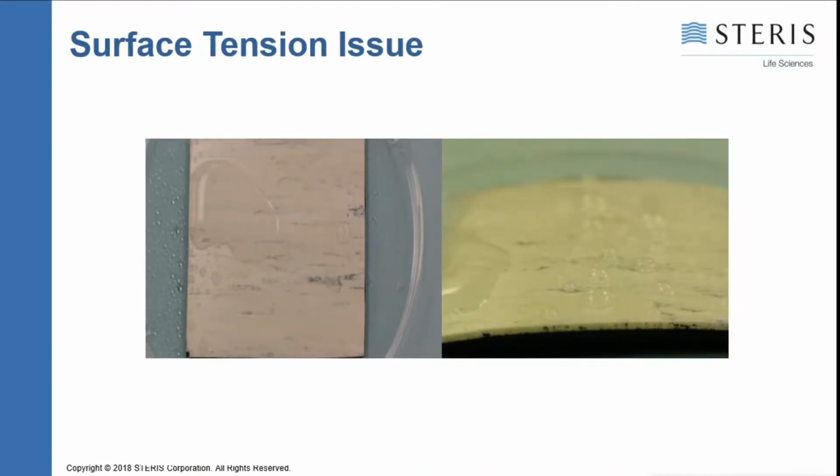Another big issue is pooling on the coupons. When I add the disinfectant here, you can see the pooling effect on the surfaces, little pools. So one of the things you can do is take the coupon and tilt it. By tilting it, you will get rid of that pooling effect on the coupon.